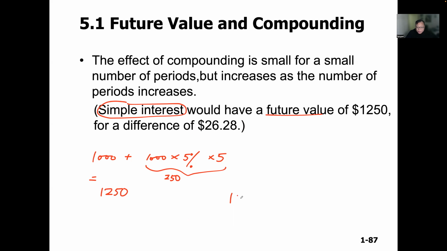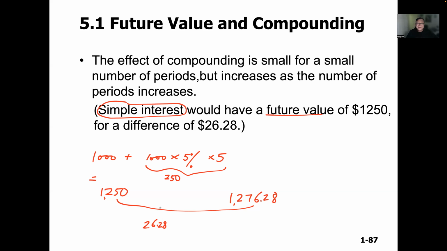So if you compare these two, the difference is $26.28. That would be due to the compounding effect, right? See, with 2 years, the compounding effect only generates $2.50. But given a longer period of time, 5 years, the compounding effect generates more money, right?